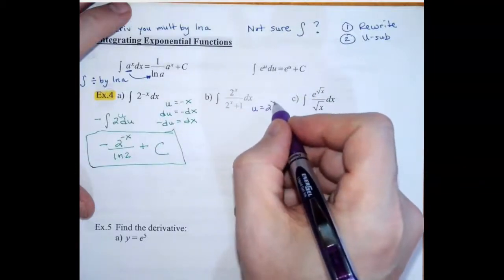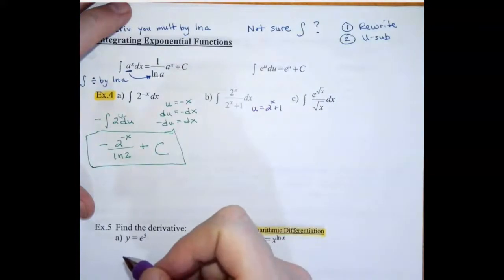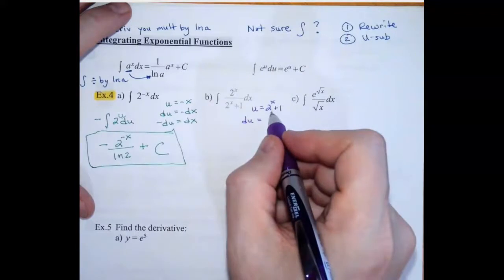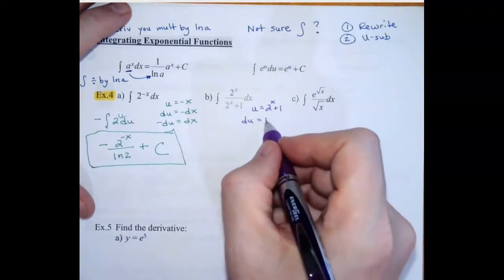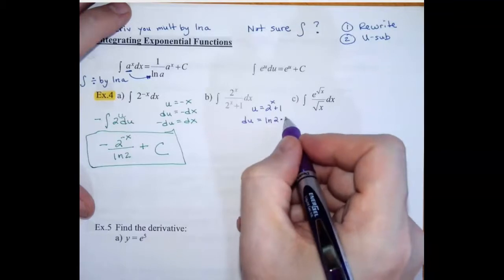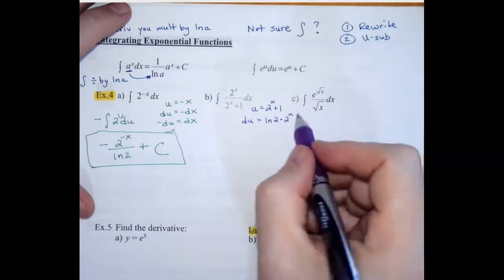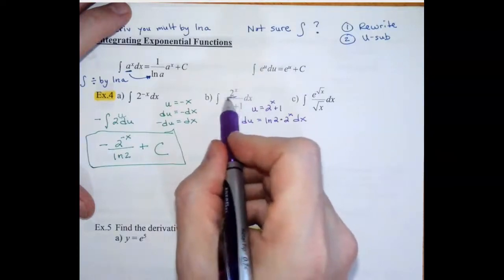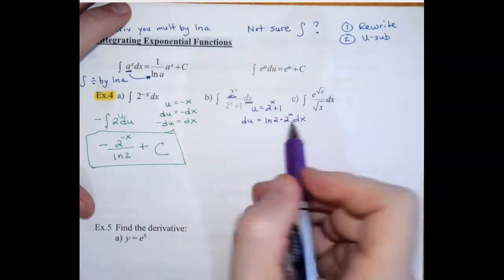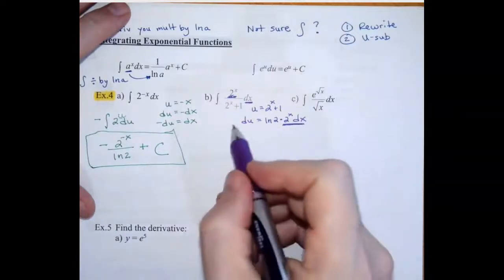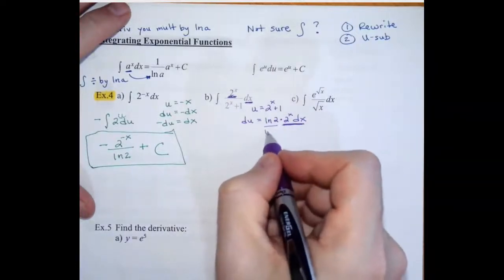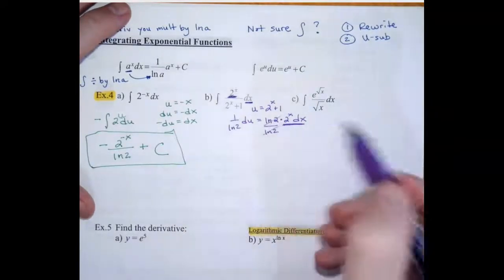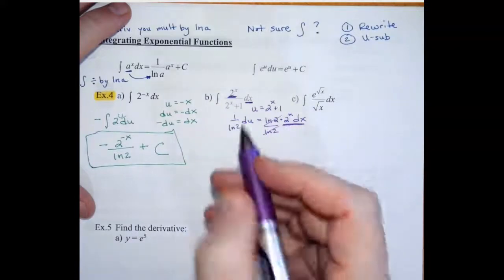So u is going to be 2 to the x plus 1. Now if we take the derivative of that, du is going to be the natural log of 2 times 2 to the x dx. Now we can see there's a 2 to the x dx right there. So what we need to do is divide both sides by the natural log of 2, and then this matches up pretty nicely.